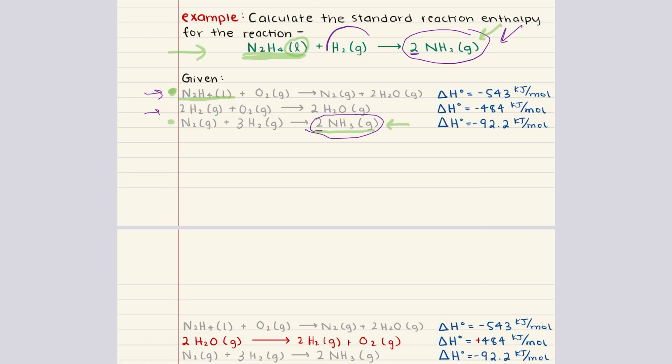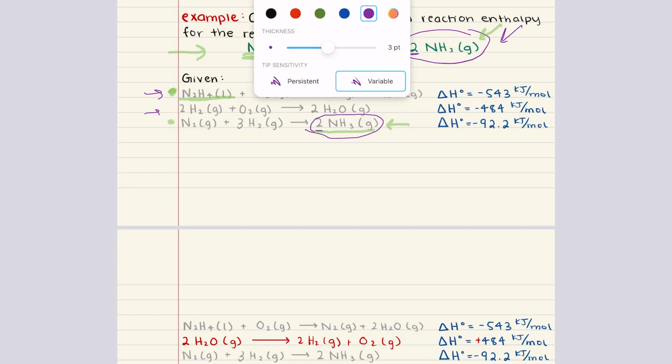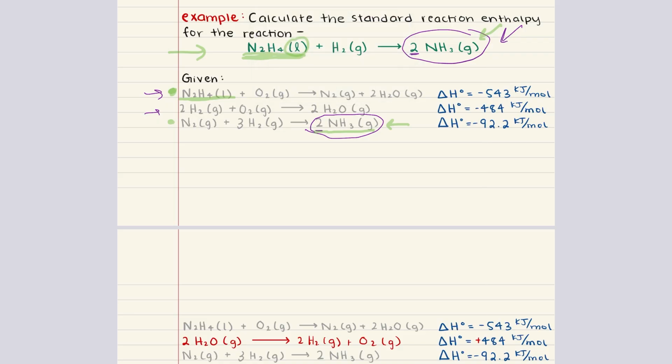Now let's look at our second reactant here. We have hydrogen gas. Now, where does hydrogen gas appear in these 3 reactions? It appears in several places, actually. Here in reaction 2, we have 2 moles of hydrogen gas on the reactant side. And then in reaction 3, we have 3 moles of hydrogen gas also on the reactant side. This is interesting. If we were to add these reactions up right now, we would end up with 5 moles of hydrogen gas on the reactant side. But we have to be clever.